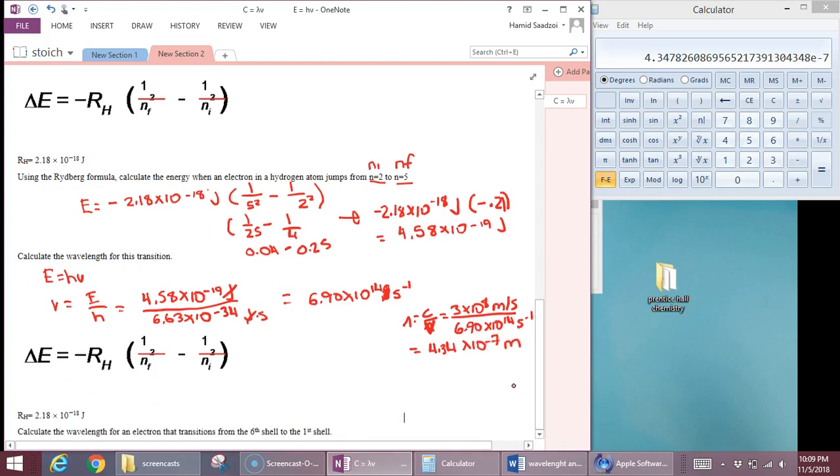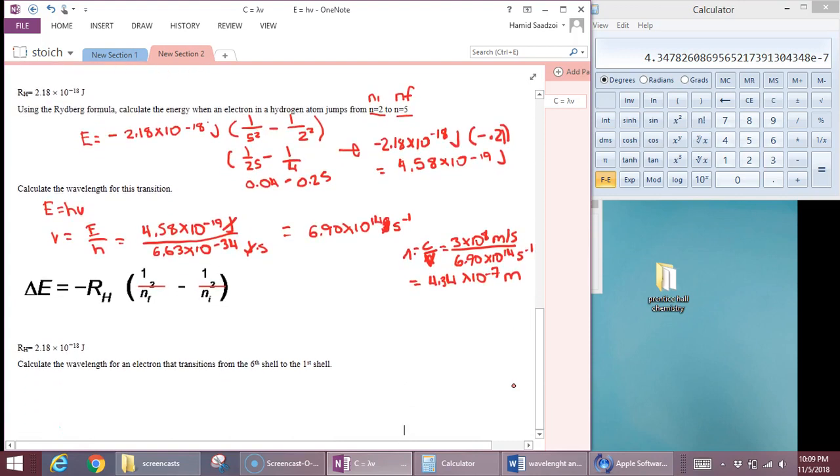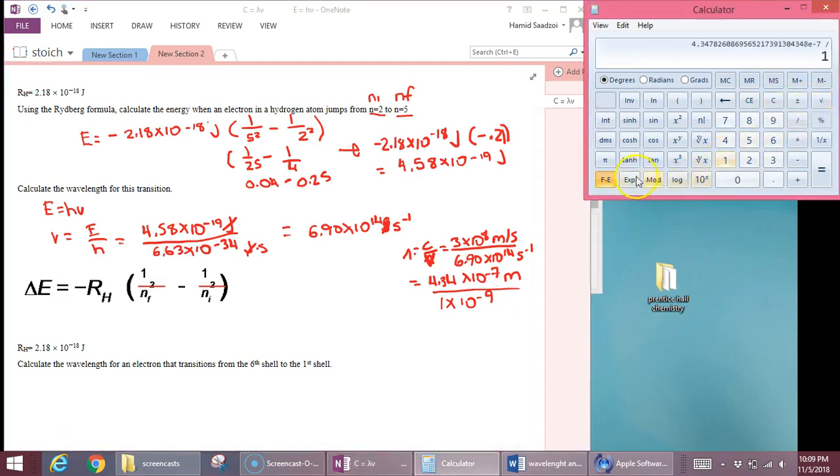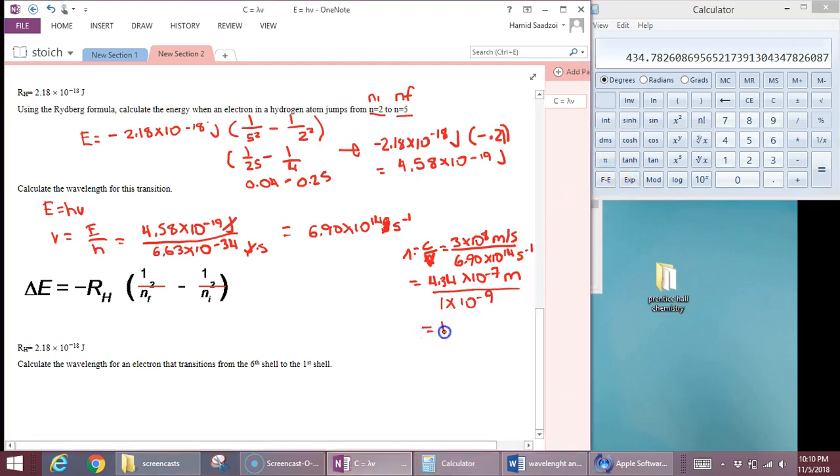And once again, if we want to convert this over to nanometers, we divide that by 1 times 10 to negative 9. So divide that 1 exponent negative 9. And let's change that to the long form, 434 nanometers.